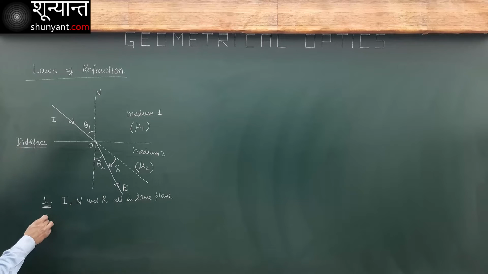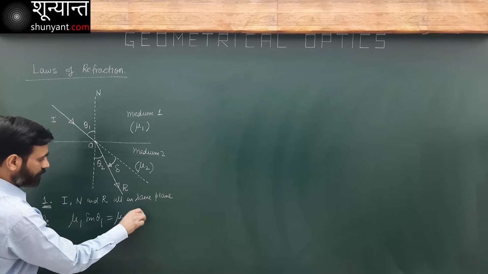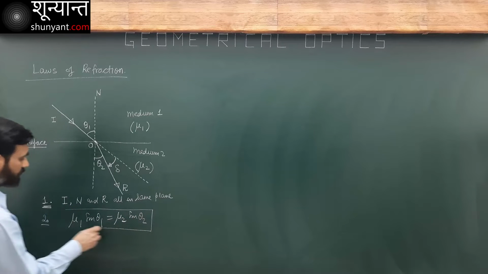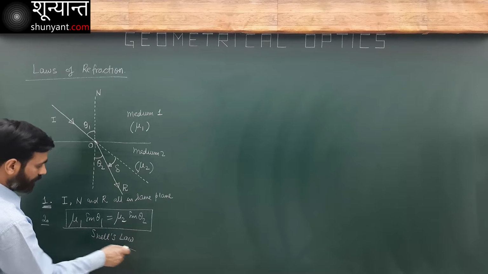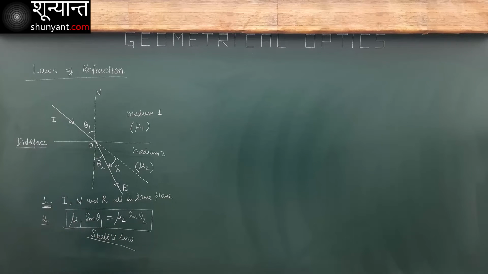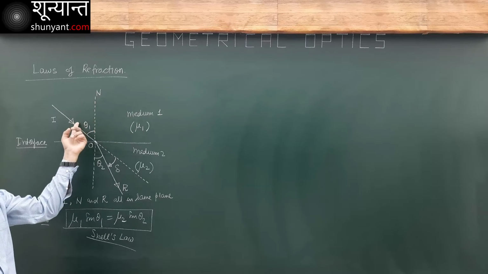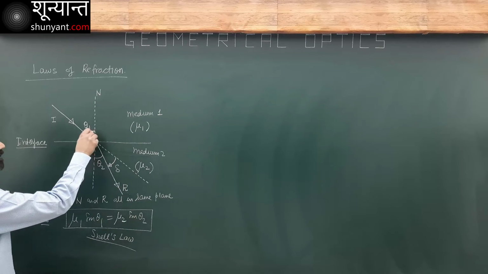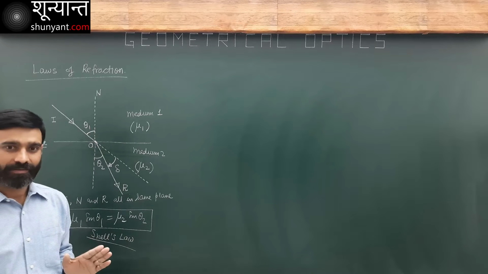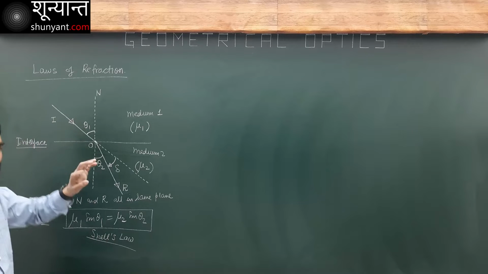Okay. The second law is mu1 sine theta 1 is equal to mu2 sine theta 2. This is known as Snell's law. Refractive index times sine of the angle in that medium. Medium 1, refractive index is mu1. What is the angle in the same medium? We are measuring the angle of incidence and angle of refraction from the normal.